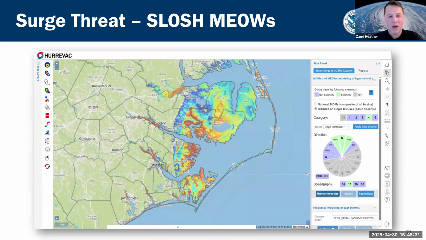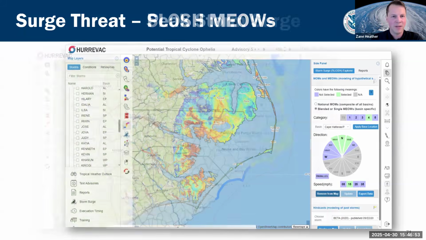So that's all to say there are a lot of ways that you can access and incorporate this information in HERVAC. HERVAC is the only place where SLOSH MOMs and MEOWs are readily accessible, especially the MEOWs and especially in this format. And one thing that I will point out on the bottom right, you can see export data. In HERVAC, you can pull out these storm surge planning risk products for additional use and incorporation in other geospatial tools that you have.